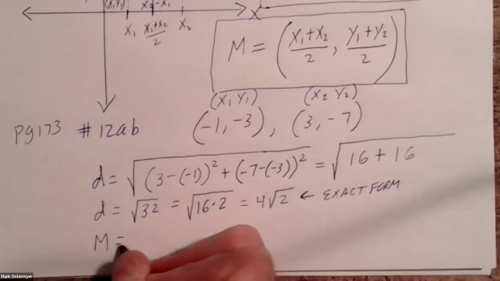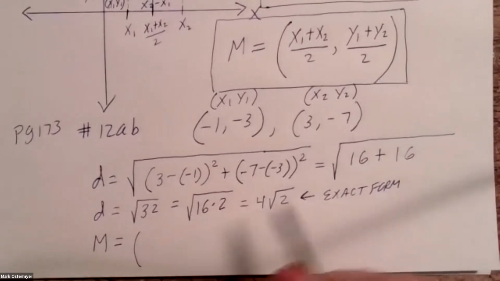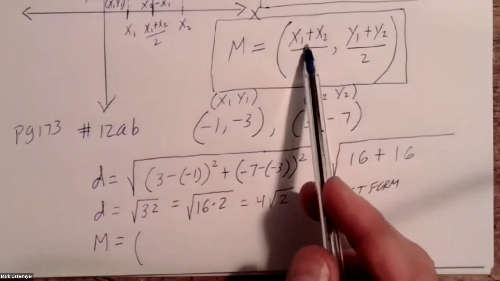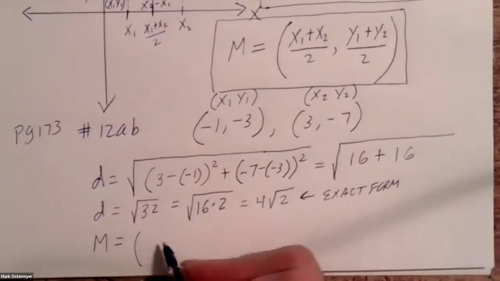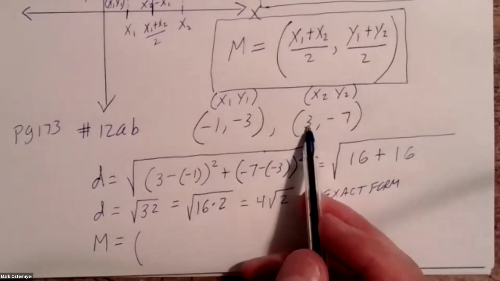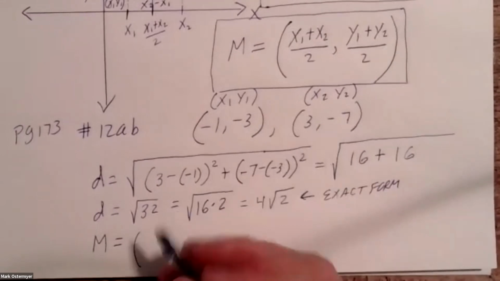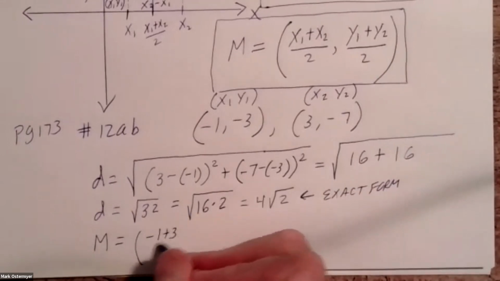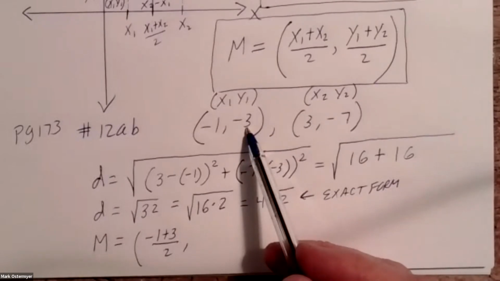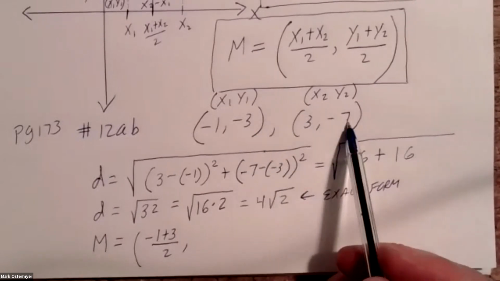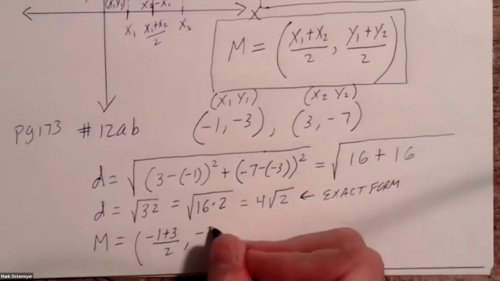What would be the midpoint between these 2 points? Well, the x-coordinate has to be the average of the x-coordinates of the endpoints. So the x-coordinate is going to be x of 1 plus x of 2 divided by 2. And the y-coordinate will be the average of the y-coordinates of the 2 endpoints, -3 plus -7 divided by 2.